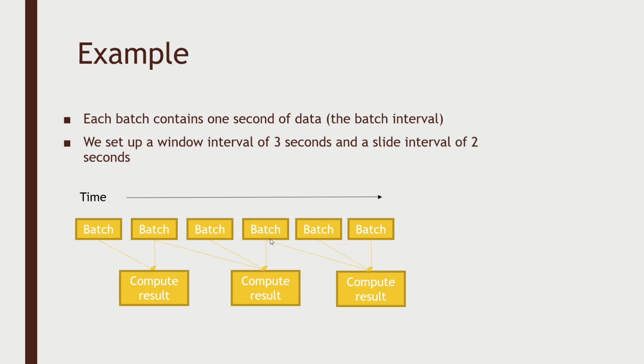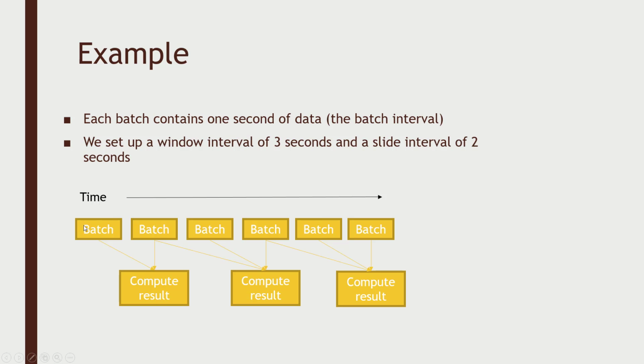Let's look at a little example here to make it sink in a little bit more. So let's say that I have a 1 second batch interval, and I have a window interval of 3 seconds and a slide interval of 2 seconds. This is what this would look like. So every 1 second, I would be generating a batch of information into RDDs inside my DStream.